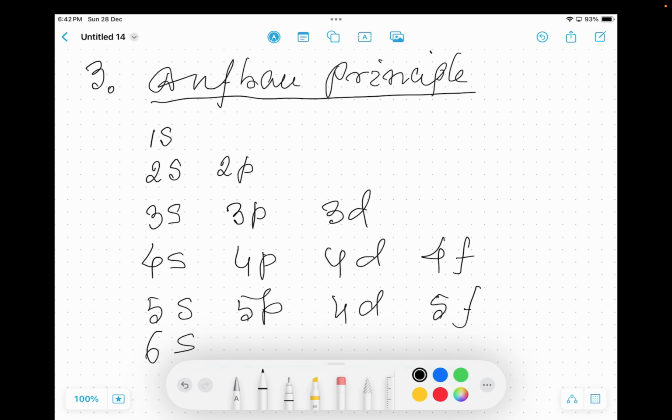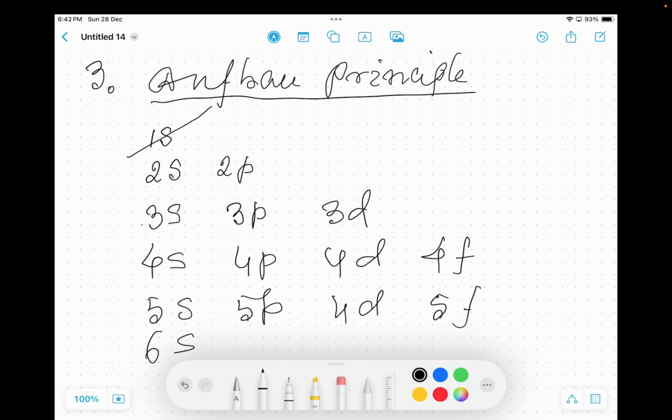6s and so on. When we are understanding this: the first orbit has one subcell, that is 1s. The second orbit has two subcells, 2s, 2p. The third orbit of an atom has three subcells, 3s, 3p, 3d. The fourth orbit has four subcells, 4s, 4p, 4d, 4f and so on. By making a cross line, we can understand the order of energy.